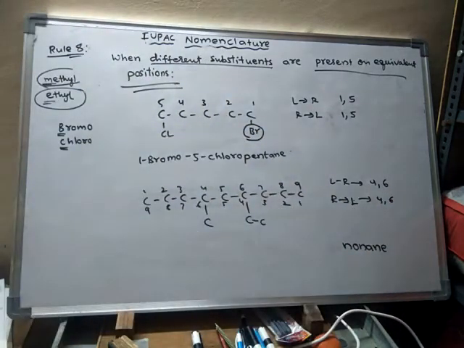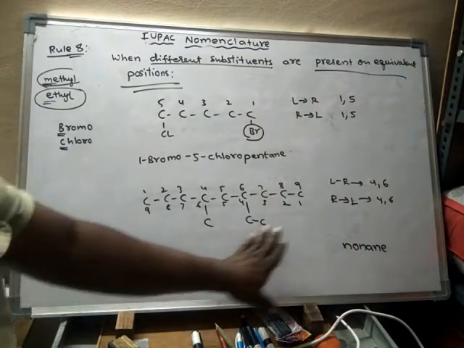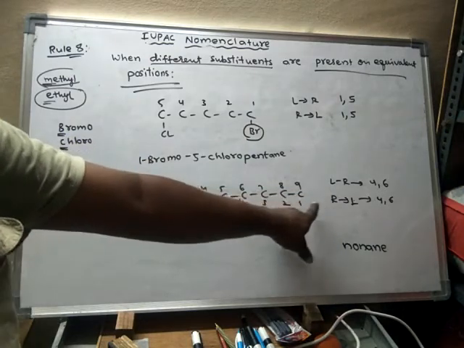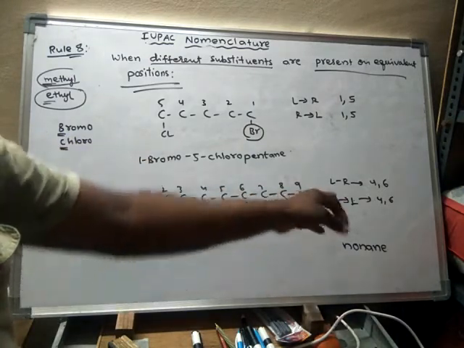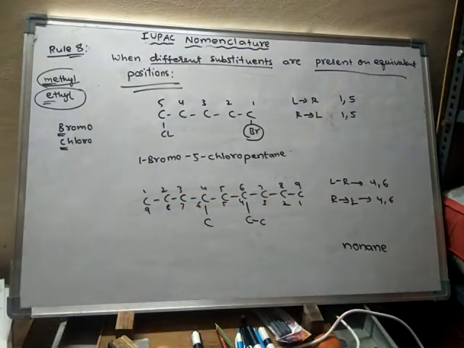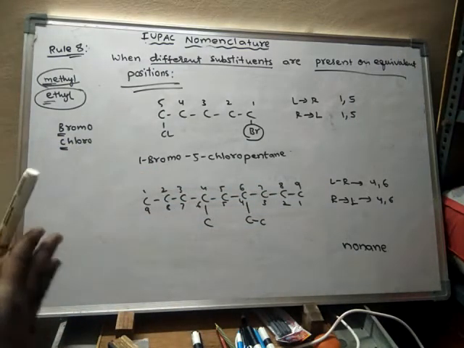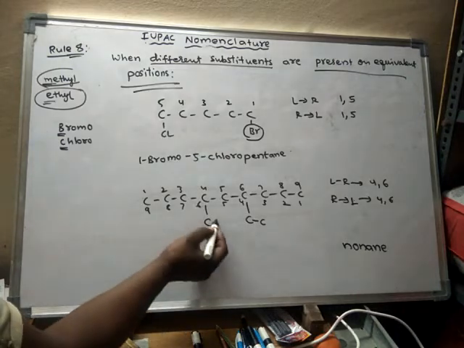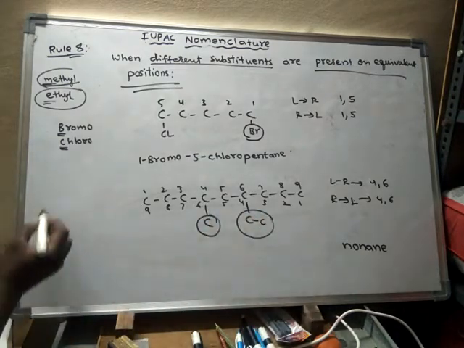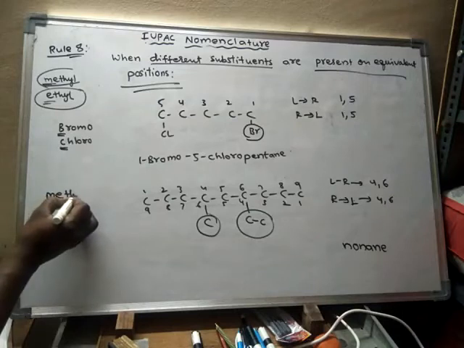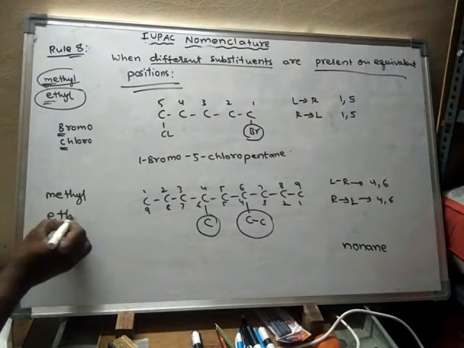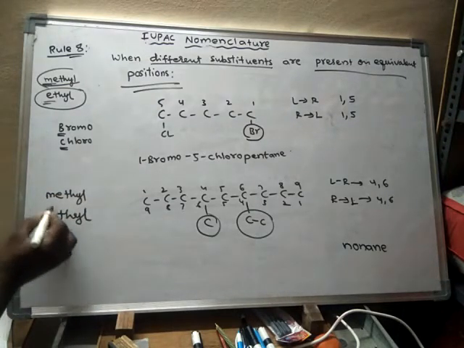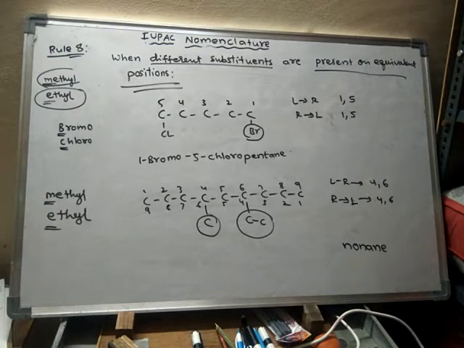So in this case, which direction do we have to follow? Remember, what are the substituents? If the locants are similar in both directions, then we have to see the substituents. So what are the substituents now? One is methyl and another one is ethyl. Now you check the alphabetical order. If you check the alphabetical order, ethyl will come first.